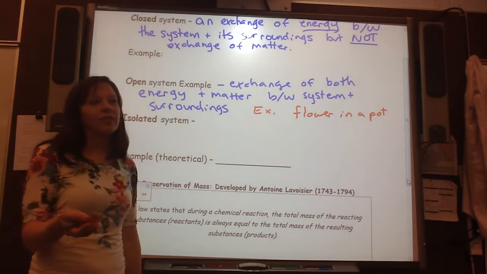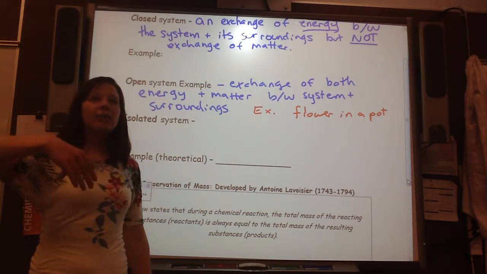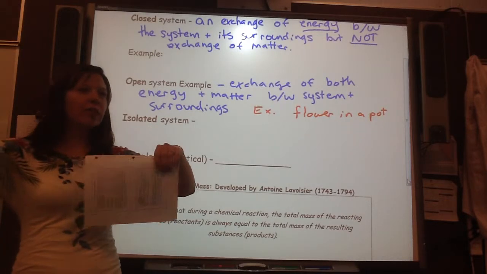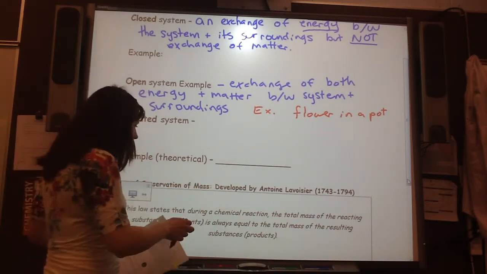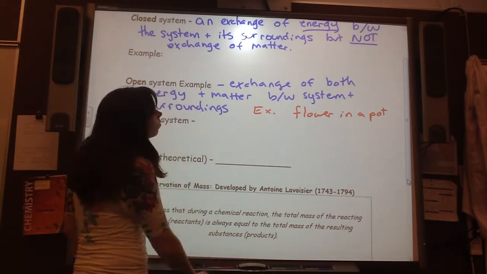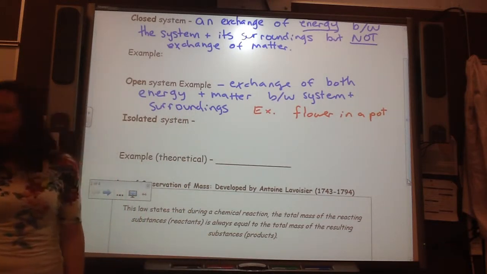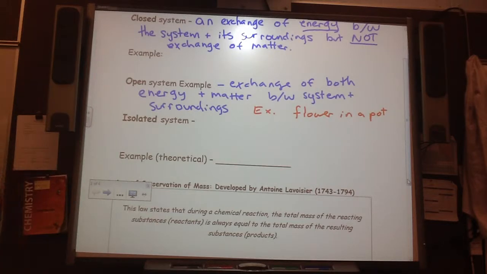Now an isolated system, what do you think is an isolated system then? One with no surroundings. Well, it has surroundings, but it can't exchange either matter or energy. The engine will be an open system. Mostly anything will be open. You want to think of another example?